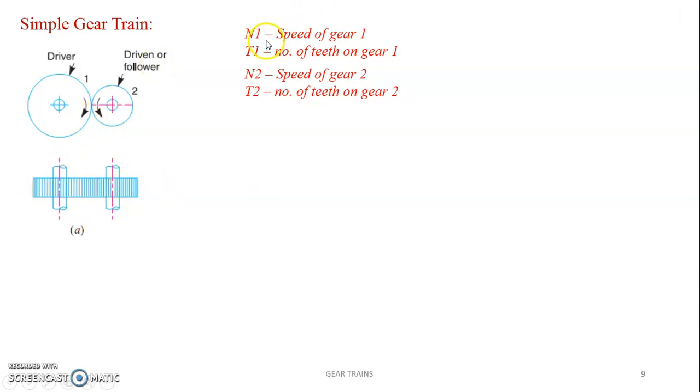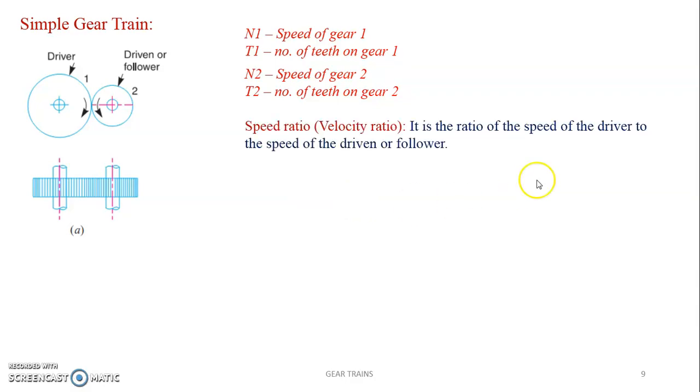Suppose N1 and T1 are the speed and number of teeth of gear 1 respectively, and N2 and T2 are the speed and number of teeth of the driven gear. What is the definition of speed ratio? Speed ratio is the ratio of the speed of the driver to the speed of the driven. The speed of the driver is N1, the speed of the driven is N2, so N1 by N2. This is nothing but the reverse ratio of the number of teeth.